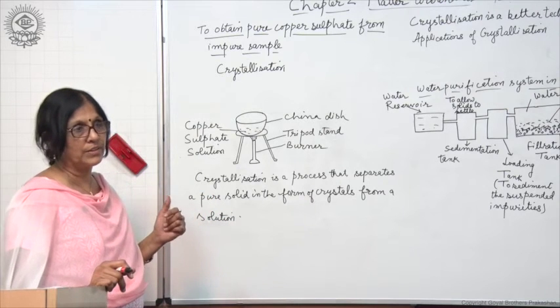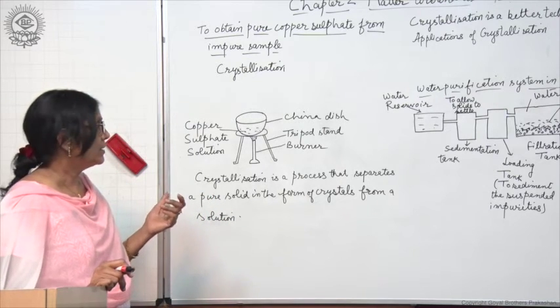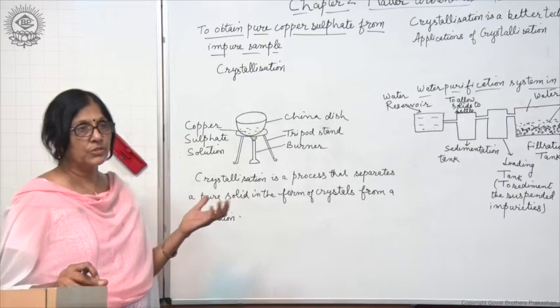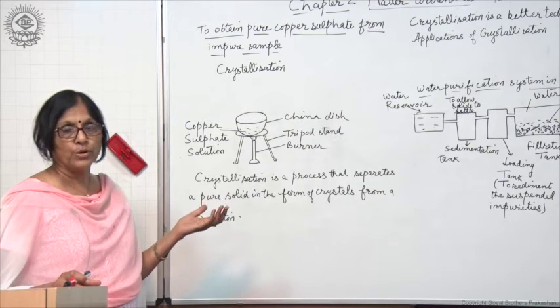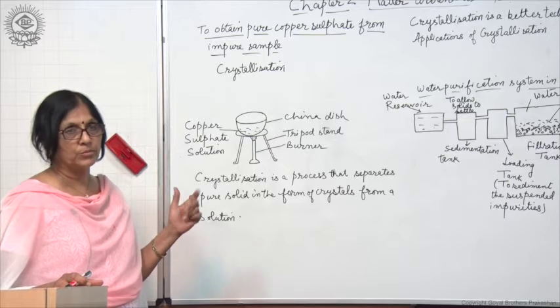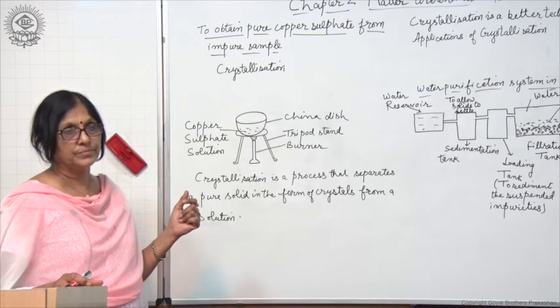Next day, what will you find? You will find the crystals of copper sulphate. So, this is how pure copper sulphate can be obtained by crystallization from the impure sample.